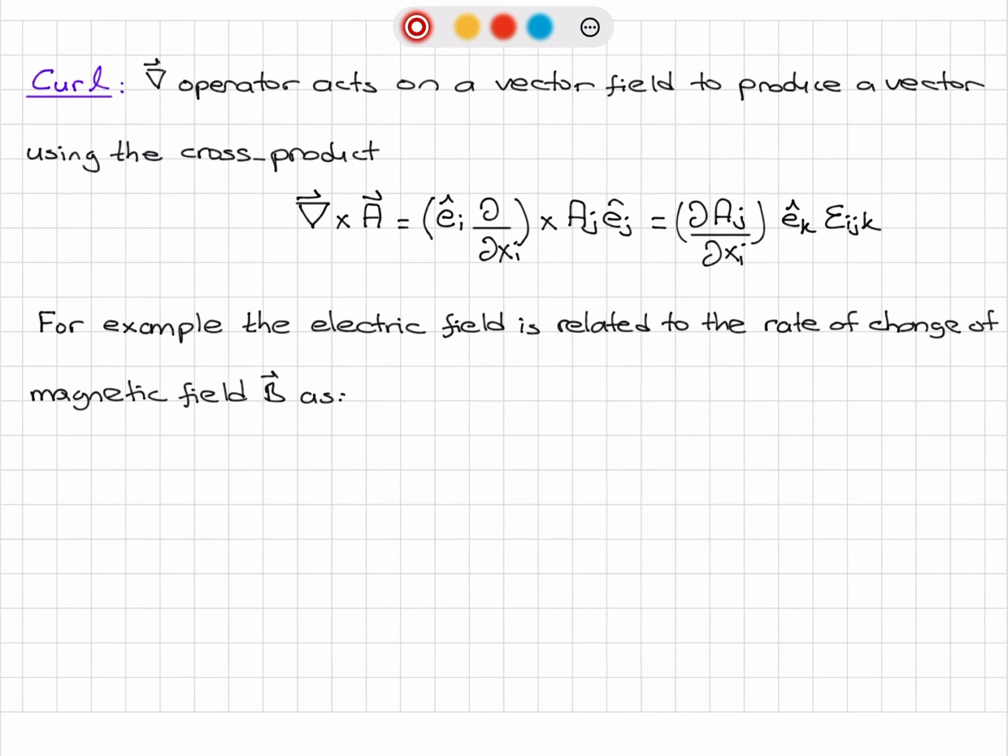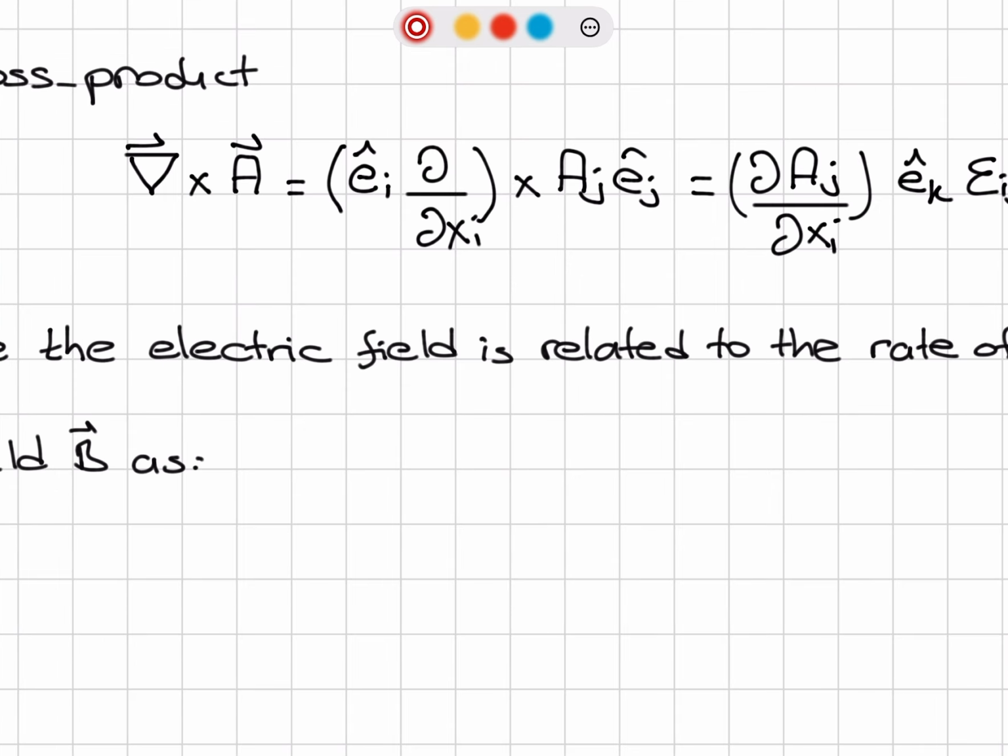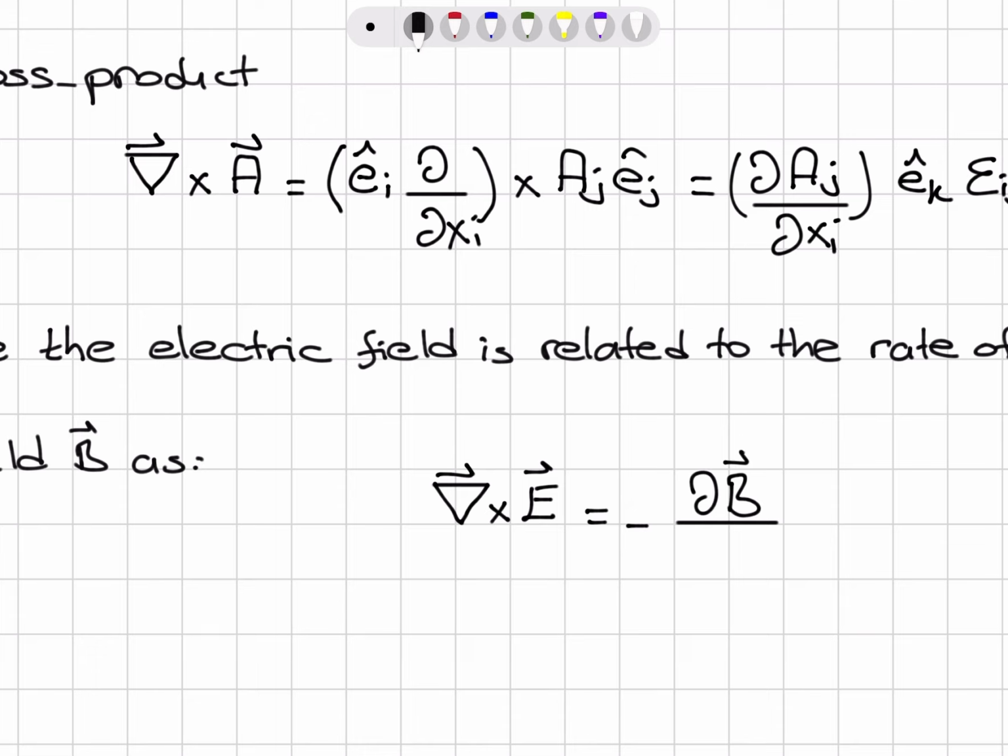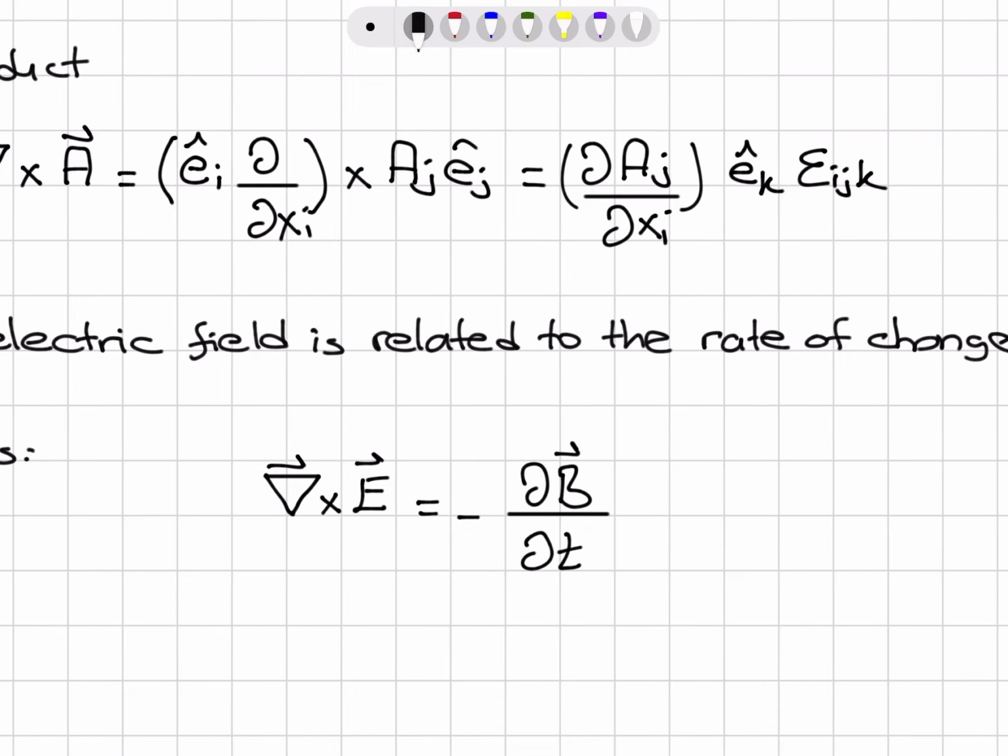I can give an example from Maxwell's equations. The electric field is related to the rate of change of the magnetic field as curl of the electric field is equal to minus the rate of change of the magnetic field, del B del t. This is one of Maxwell's equations.